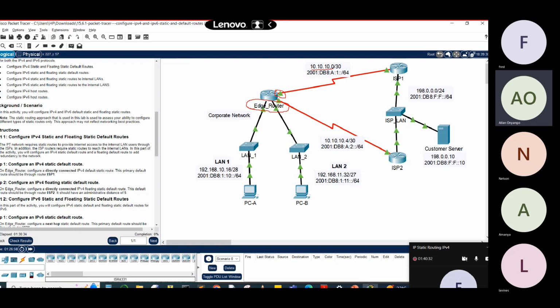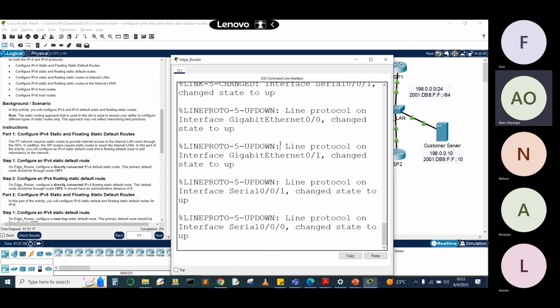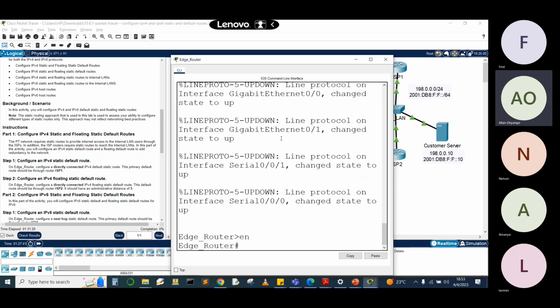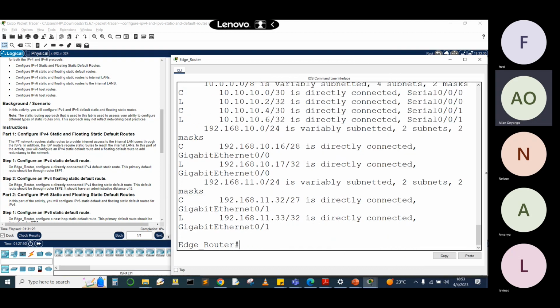The other way to do that, normally, because no one might give you the routing table, is to always go into the router right here and just review the routing table with show ip route. So when you say show ip route, and let me just expand this.